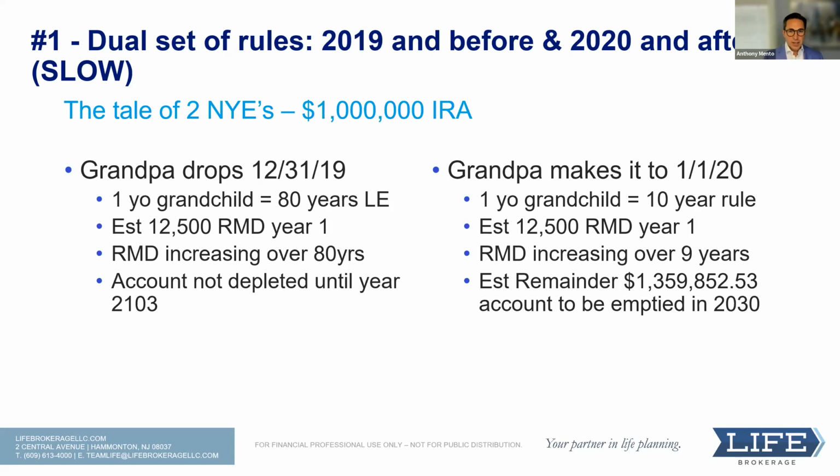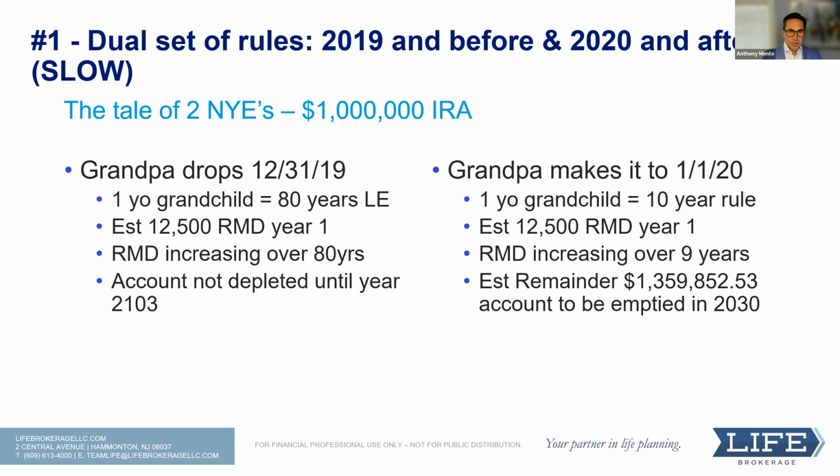The stretch kicks in, and a grandson or granddaughter only has to pull down $12,500 in year one, and that'll increase over the next 80 years. But they don't have to deplete that account. It doesn't run out of steam until the year 2103. Think about that.